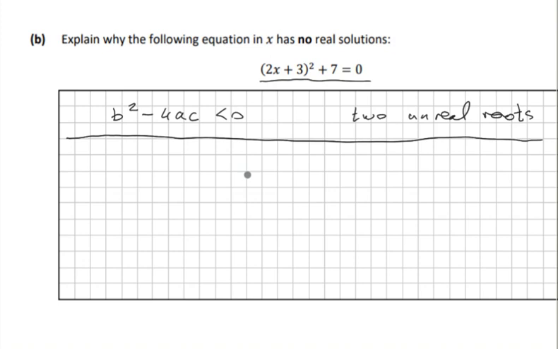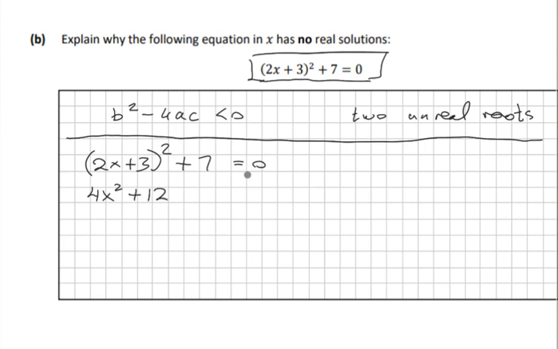If this is in parabolic form, we can multiply out the brackets and reformat it into quadratic form. So we have 2x plus 3 all squared plus 7 is equal to 0. Let's multiply out the brackets. We'll get 4x squared plus 12x plus 9 plus 7 is equal to 0. 4x squared plus 12x plus 16 is equal to 0.